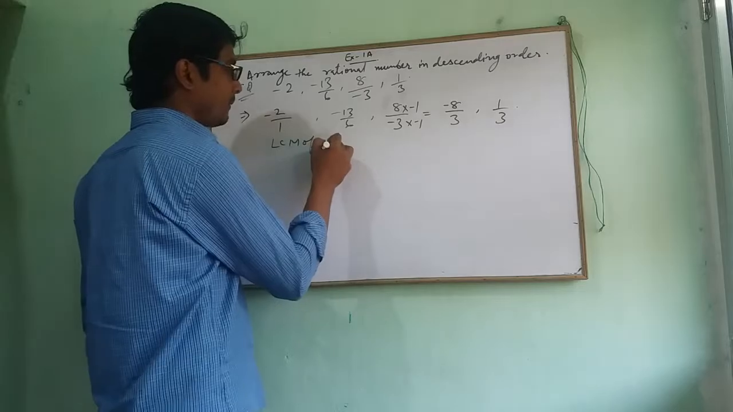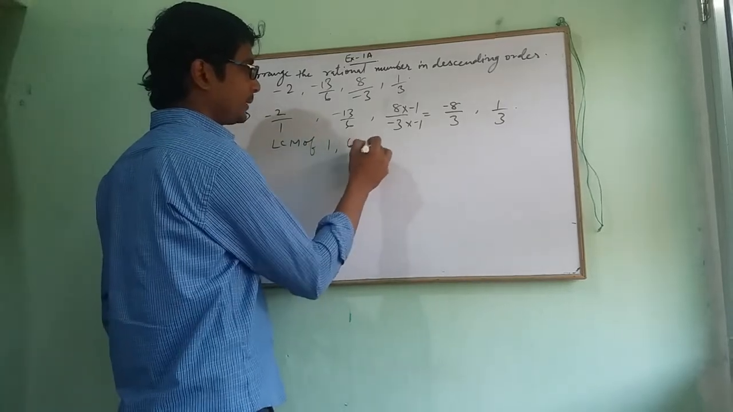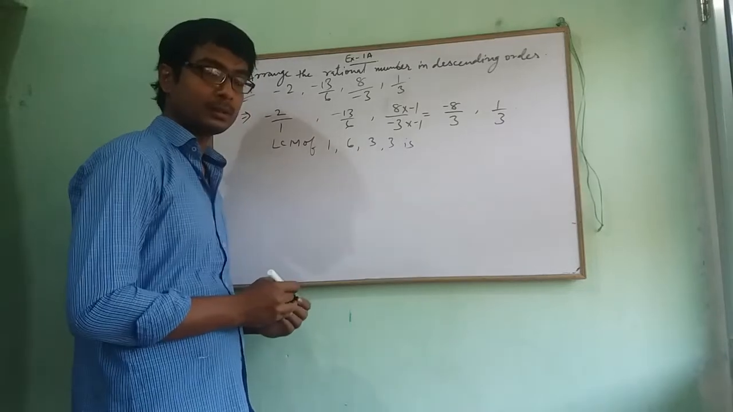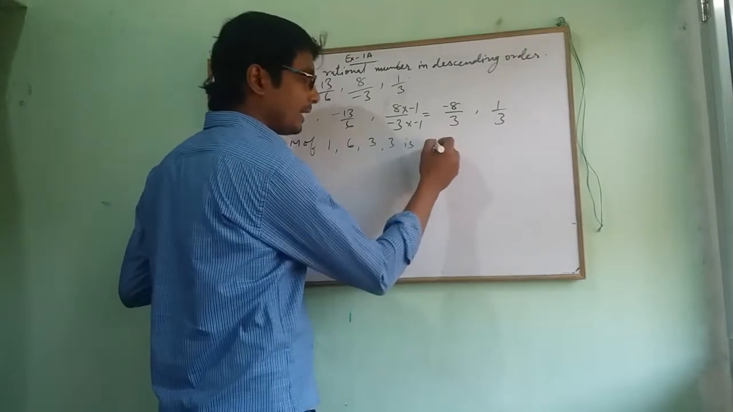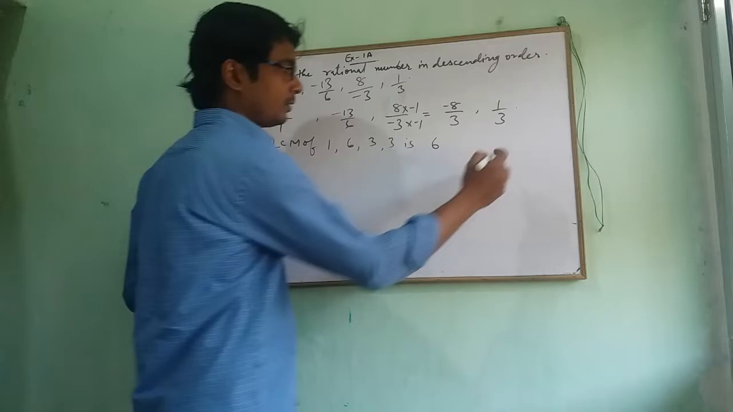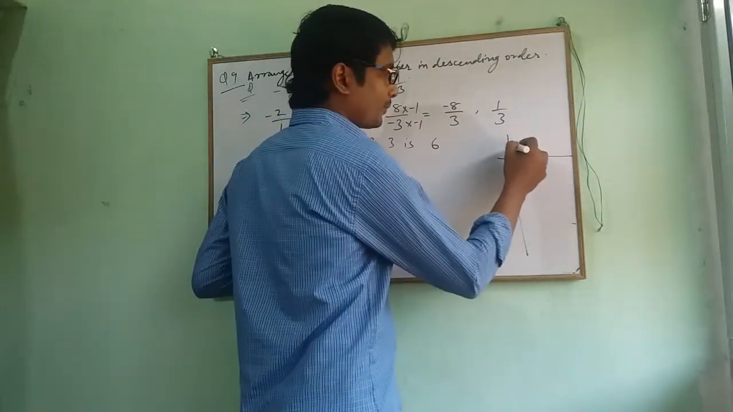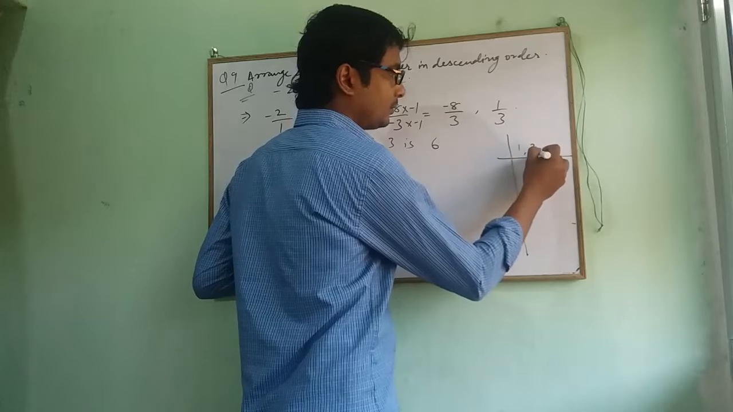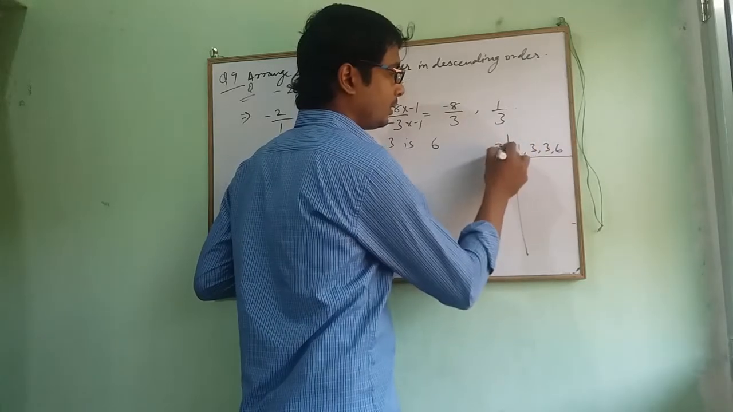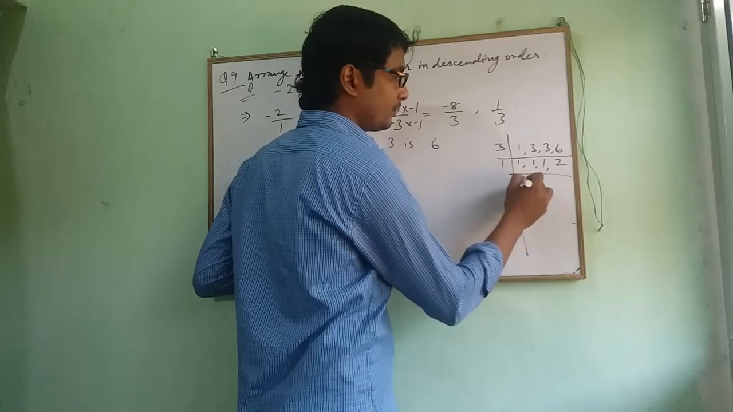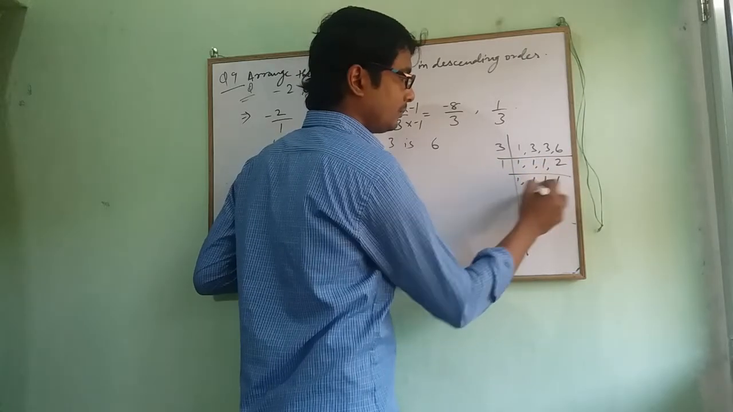LCM of 1, 6, 3, 3 is what? As obvious, 6. Let's see. 1, 3, 3, 6. So it becomes 3, 1, 1, 1, 2. It becomes 1, 1, 1, 1.